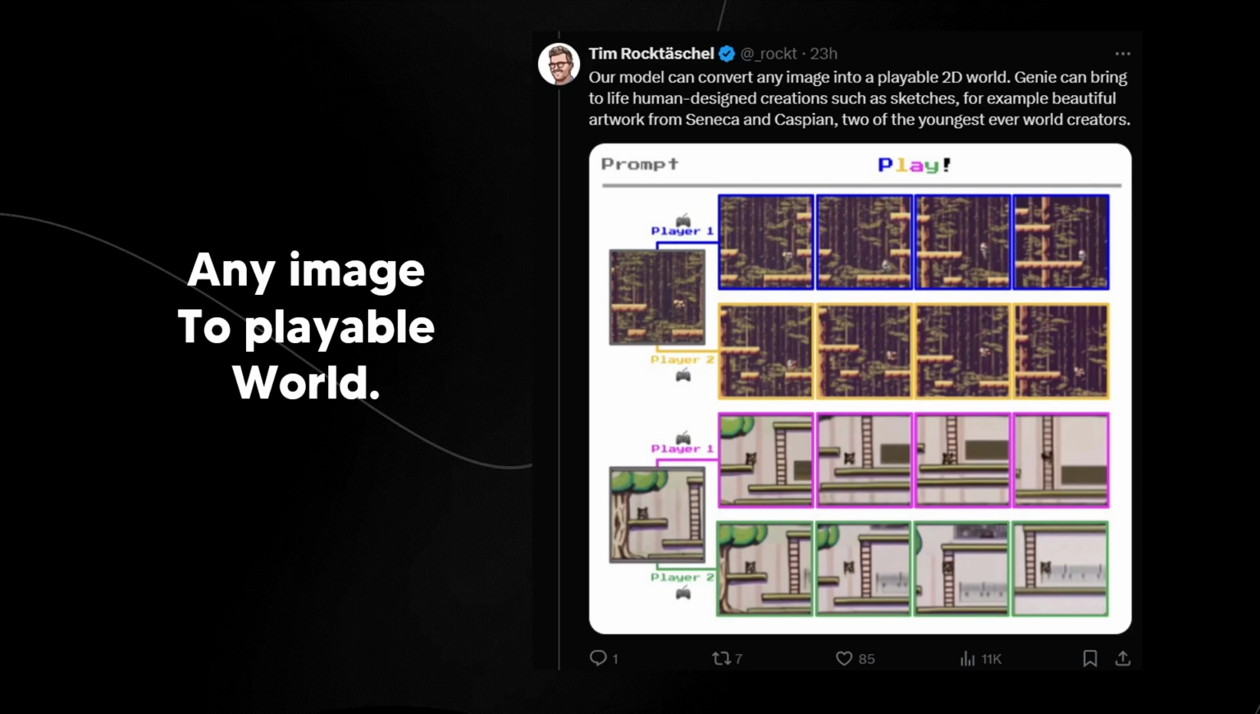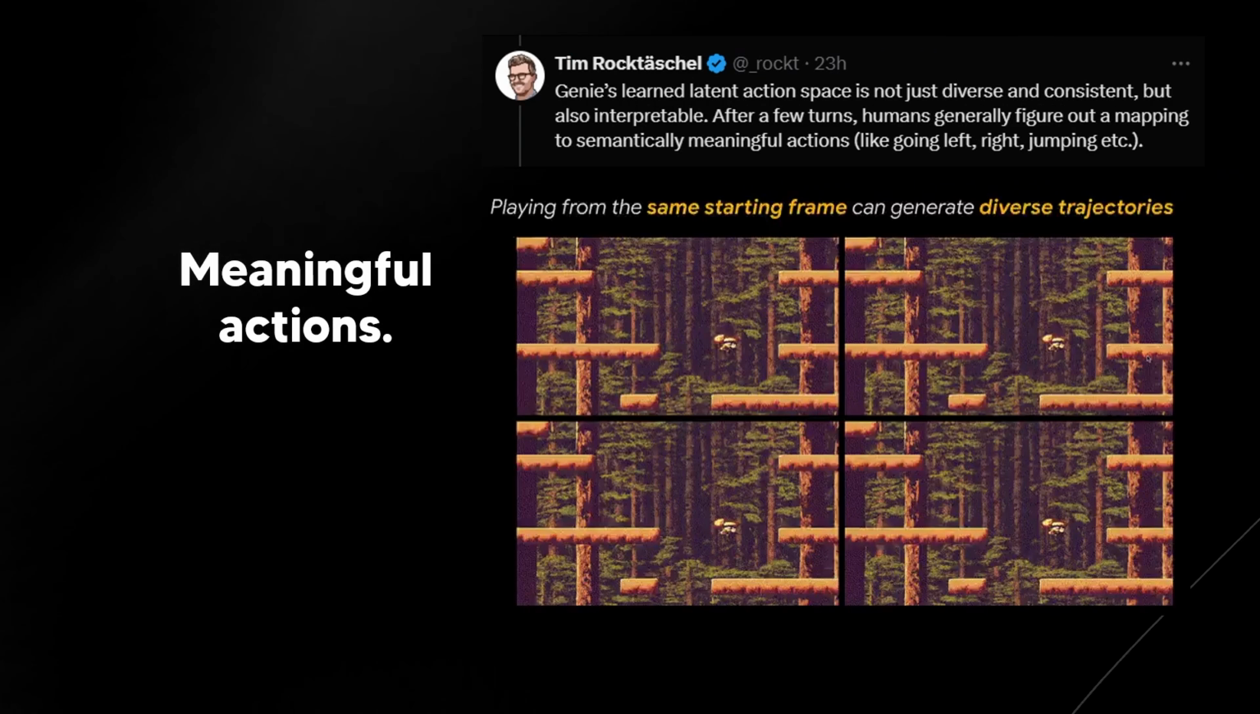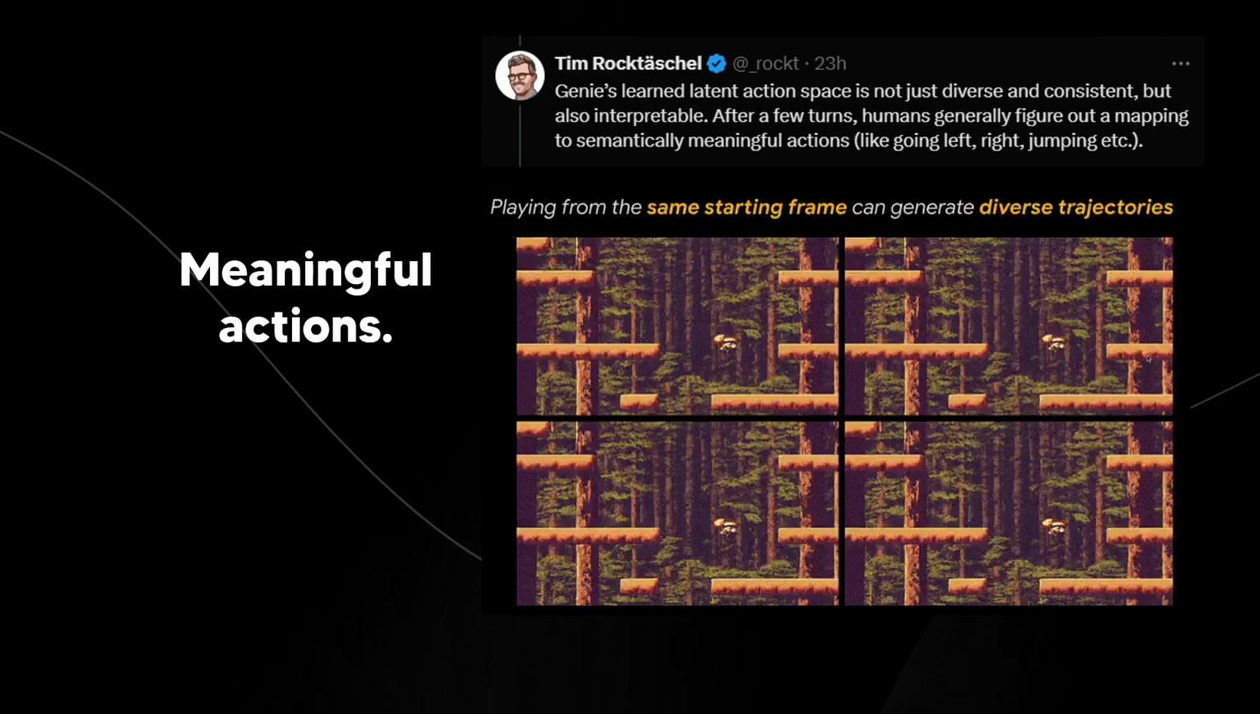In addition, what they also stated was meaningful actions. They stated that Genie's learned latent action space is not just diverse and consistent, but also interpretable.